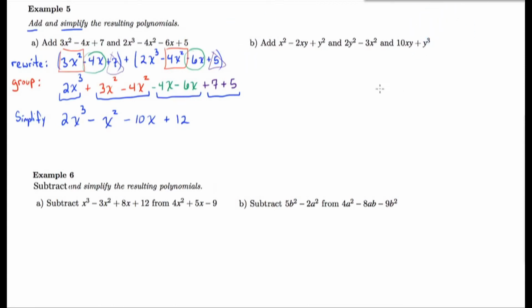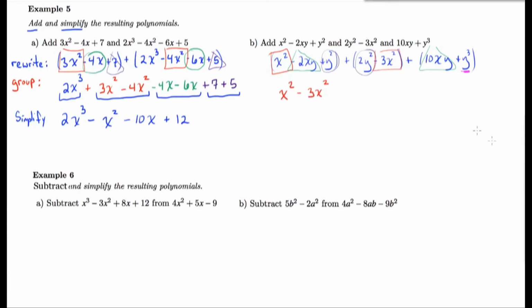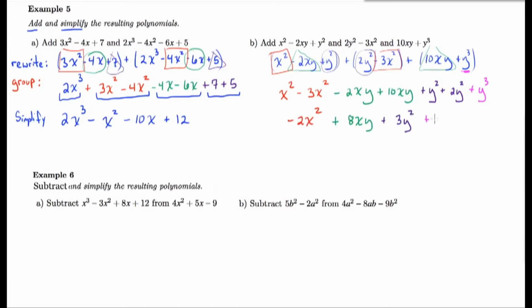Part B, we're going to do the same thing. I'm going to rewrite it. I'm going to identify the like terms and then group them and combine, simplify, and then try to write this in standard form so that y cubed, that's all by itself, I could put in front because that's the term with the highest degree exponent.